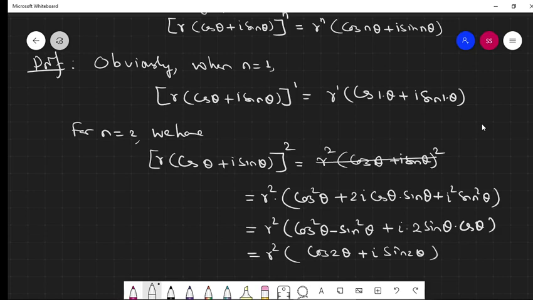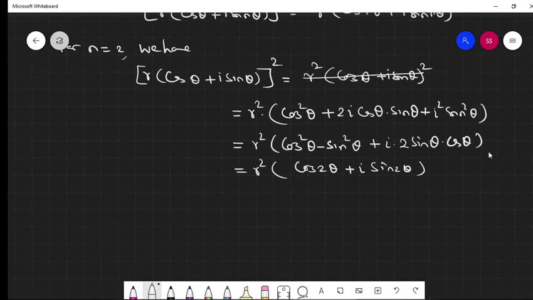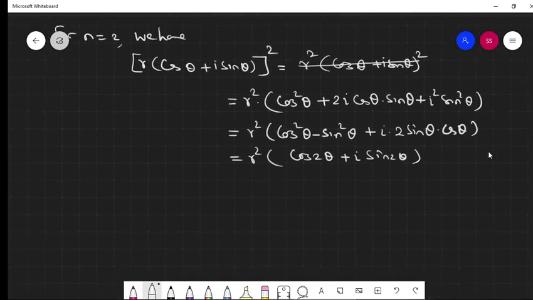Here now you can see the pattern: n theta is 2 theta, and i sin n theta is i sin 2 theta. Then from these two conditions, 1 and 2, we verified them, thus the theorem is true for n equal to 1 and n equal to 2.